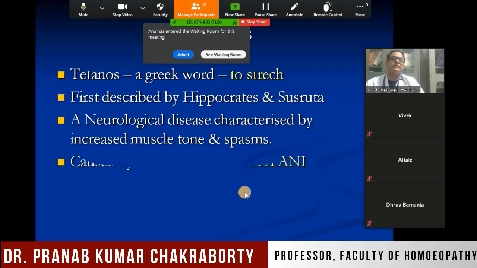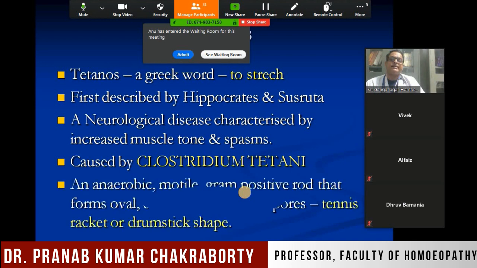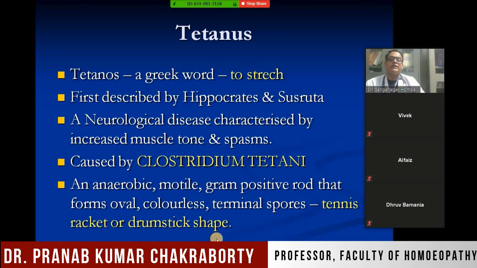Muscles are found in a contractile stage, and the causative organism is Clostridium tetani, an anaerobic, motile, gram-positive rod that forms oval, colorless, terminal spores. It looks like a tennis racket or drumstick shape, which you have already studied in pathology and bacteriology.